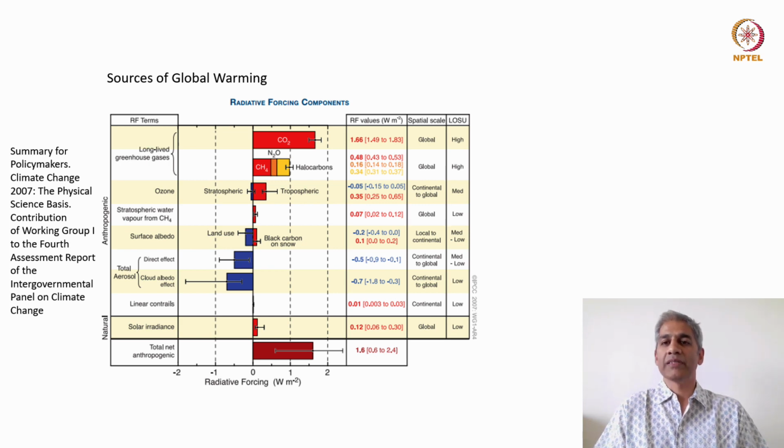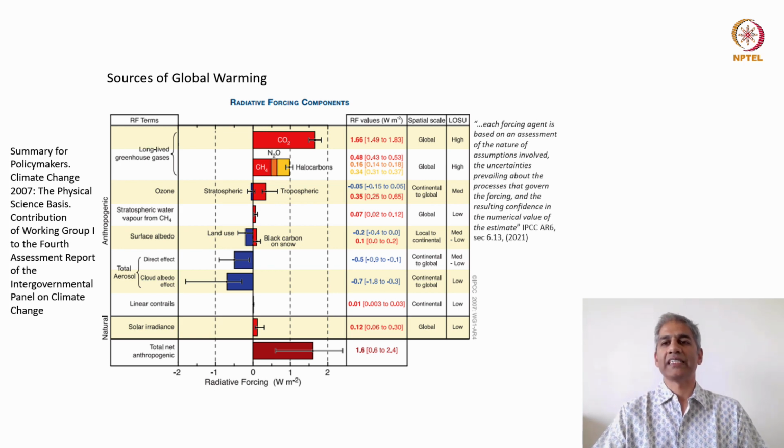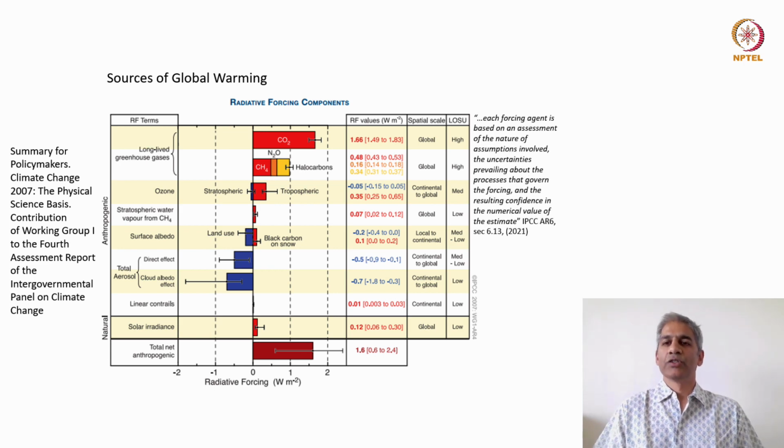The last column refers to LOSU, which means level of scientific understanding. So for each of these radiative forcing components, the IPCC has given us a subjective parameter of what is the current level of scientific understanding of its contribution to the overall radiative forcing. And we can see for greenhouse gases, the level of scientific understanding is high.